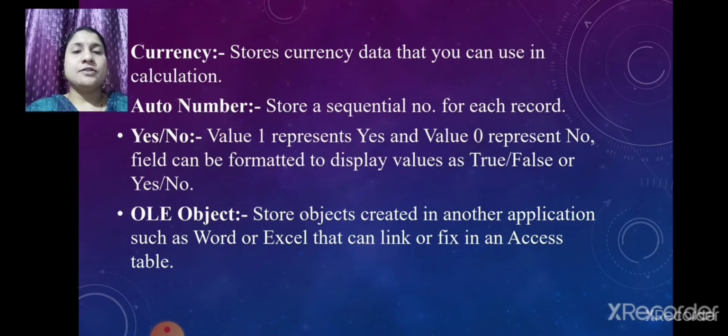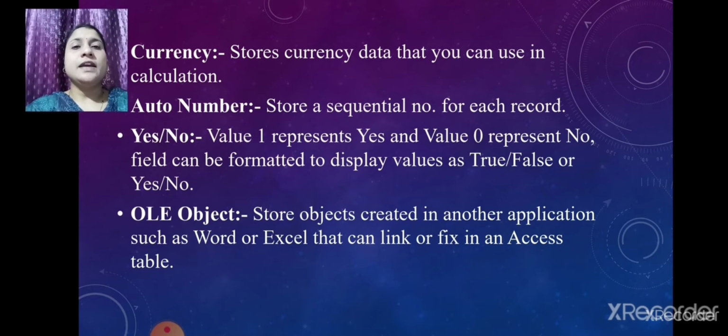Then the currency, all of you know the currency. It stores currency data that you can use in calculation. Then auto number stores a sequential number for each record. When you use auto number, it will take the number automatically. Like after 1 it will take 2, and after 1 if you try to give 3 it will not take it, it will give 2 only. So it stores a sequential number for each record.